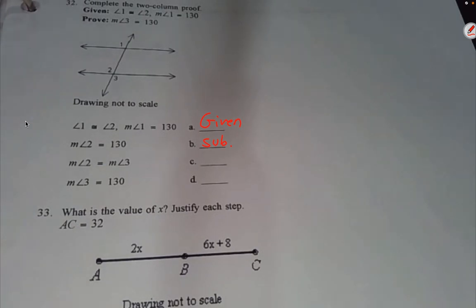So now, how do we know that angles 2 and 3 are congruent? Look at our picture. They're vertical. We already did a problem earlier. Vertical angles are congruent. So we're going to say vertical angles.